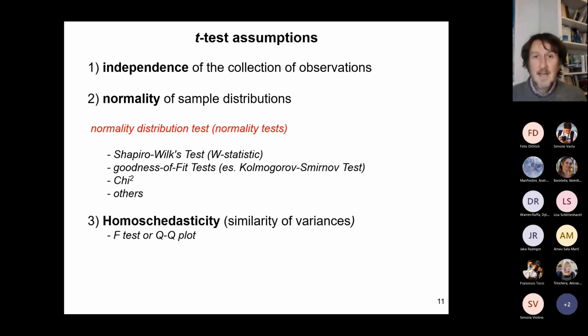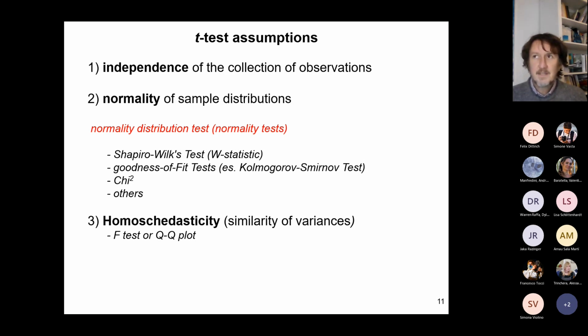We have three basic assumptions. The first one depends most of all on the investigator: the independence of the collection of the observations. So we have to take care of this, because if you pick the reddish apples, because they are much more visible than the greener ones, it is not an independent collection. So you have to be sure that this independence is ensured. The second one is the normality of the sample distribution.